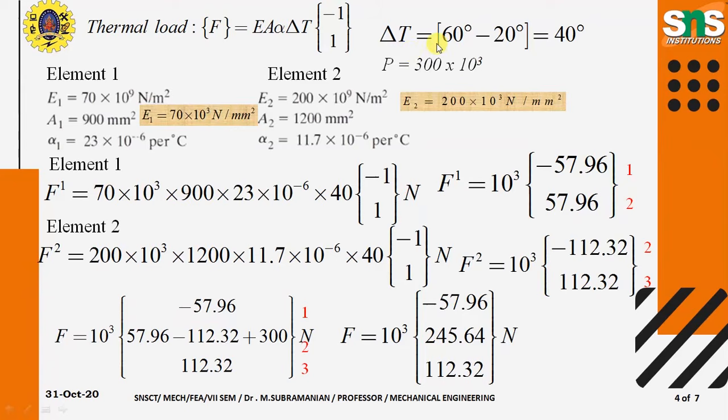Delta T: the final temperature is 60. The initial temperature is 20. So 60 minus 20, 40 degrees Celsius. The remaining given data for element 1 and element 2 is noted here in this problem.